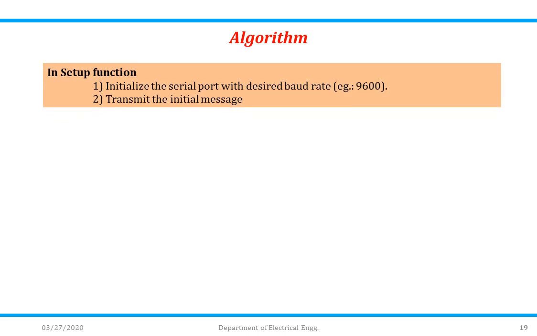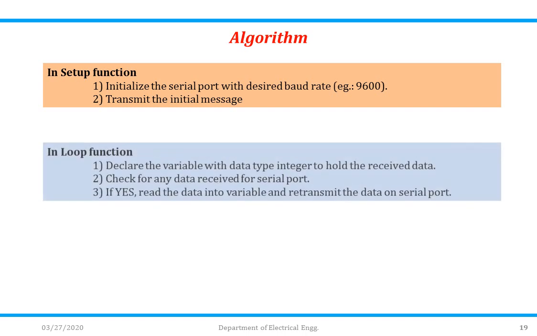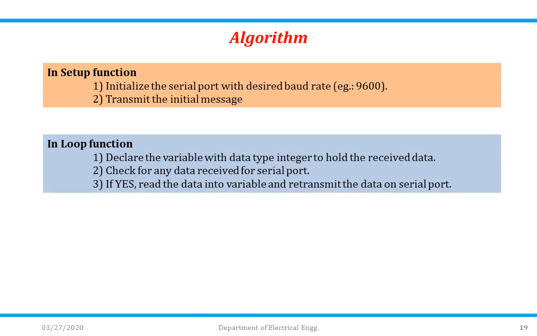Let's discuss the algorithm. In the setup function, initialize the serial port with the desired baud rate, say 9600. The second one is to transmit the initial message. Suppose I want to write a sentence, serial communication, then I transmit this initial message in the setup function. Now in the loop function, declare a variable with data type integer to hold the received data. Check for any data received on the serial port. So when I want to check whether data is received or not, I have to use an if condition. If the data is available, then it is going to be stored in a variable, and if it is not, then wait for data to be available. And if it is yes, read the data into a variable and retransmit the data on the serial port.